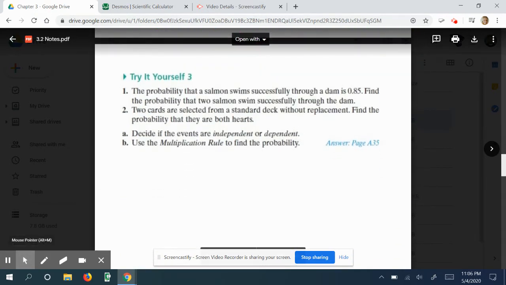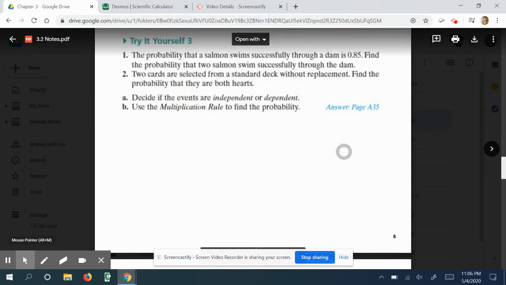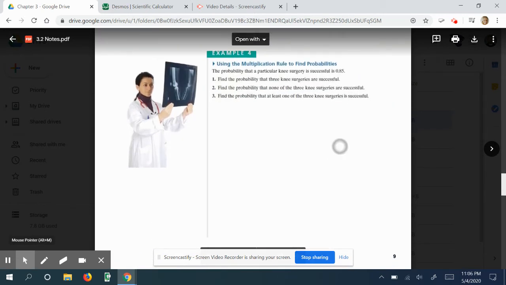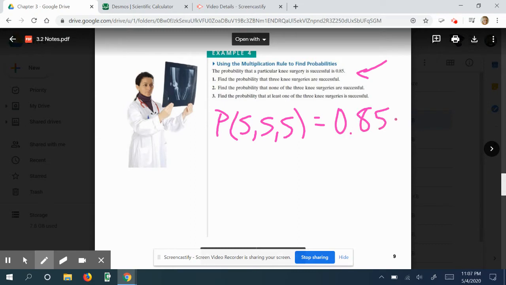Here's a couple problems that you can try on your own as well. Now, it says the probability of a particular knee surgery being successful is 0.85 or 85%. It says find the probability that 3 knee surgeries are successful. So the probability of success is 0.85, right? Times 0.85 times 0.85, right?